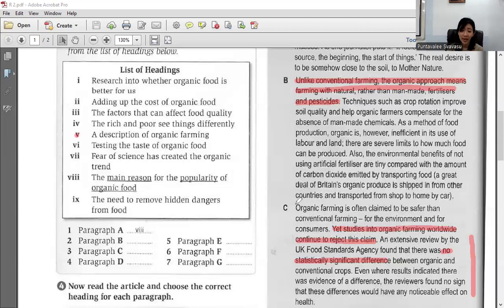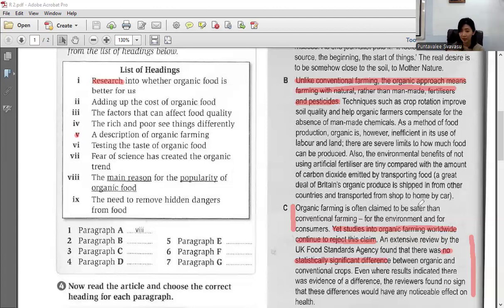Okay, so I would say that the first part here is more of an introduction to the paragraph, to the main idea. So when we link back to the list of headings that we want to match, the answer would be the first one. Because we talk about research, a study is research, and whether organic food is better for us. They kind of reject this claim, which means "safer," so better. So they question this part here.